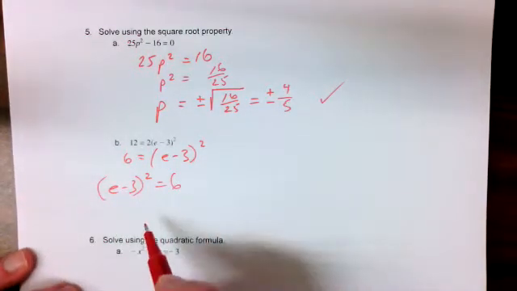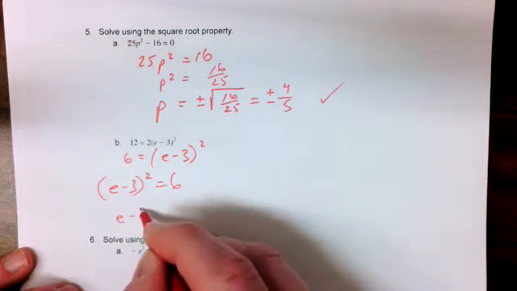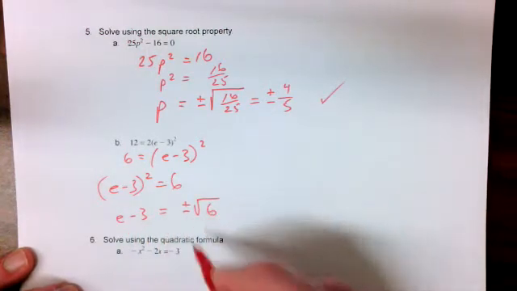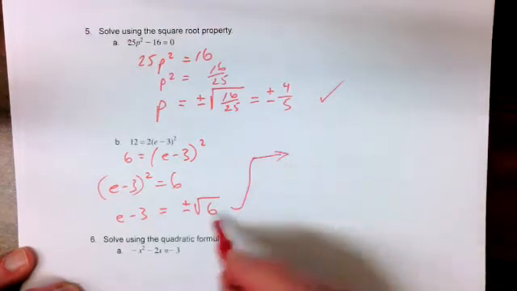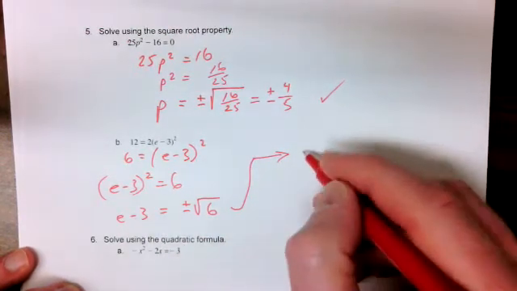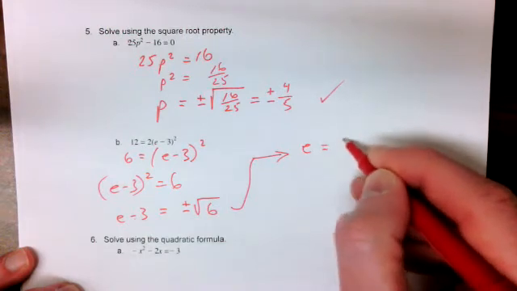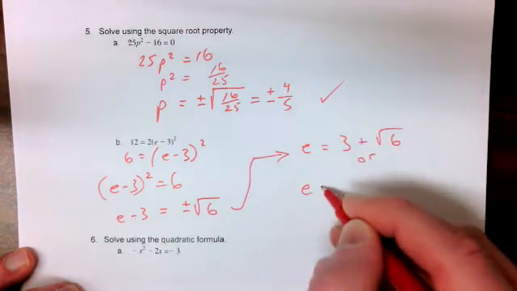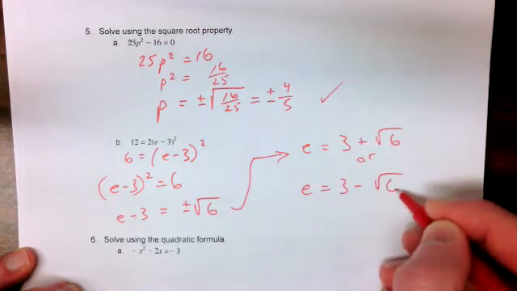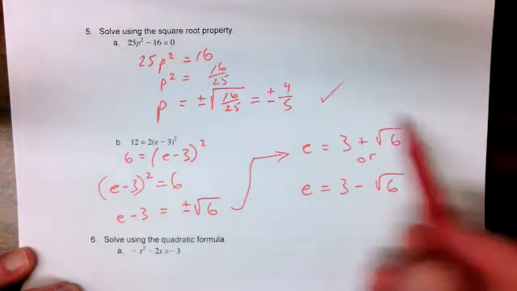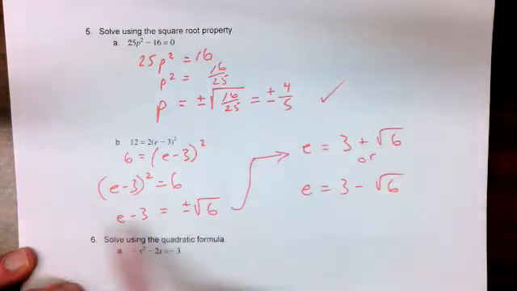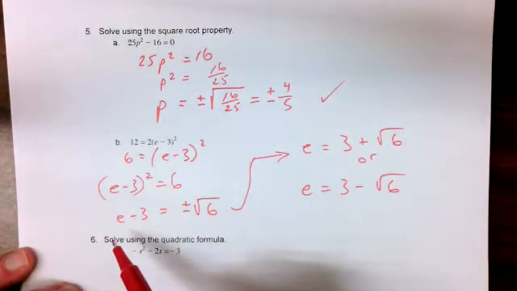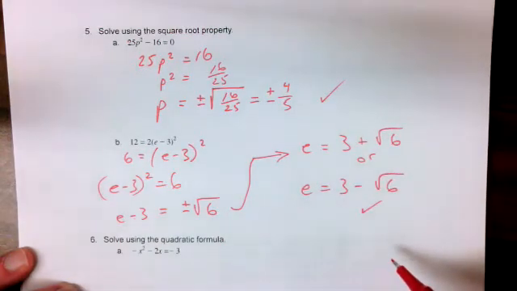Now we got to get the square root of both sides. And whoever made this test did not give us lots of room here. Is plus or minus the root of 6. We don't have calculators, so we're leaving it like that, and we're adding 3. So it's e equals 3 plus root 6, or e equals 3 minus root 6. You can check these if you like, and it will work. I'm going to keep going.